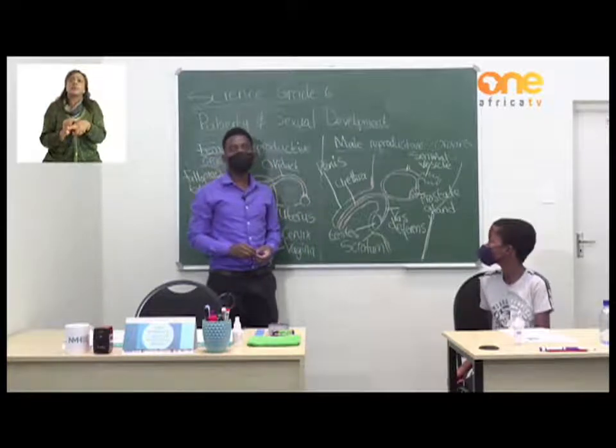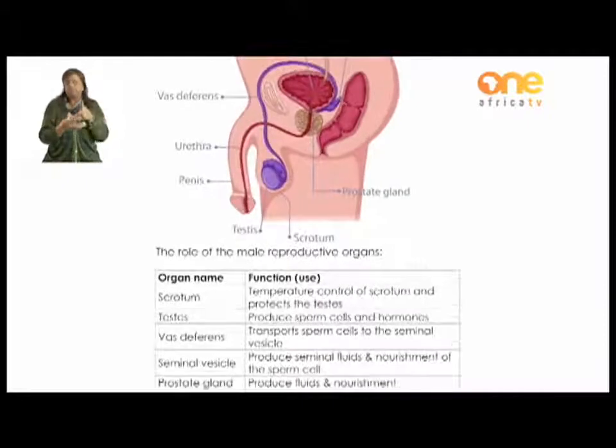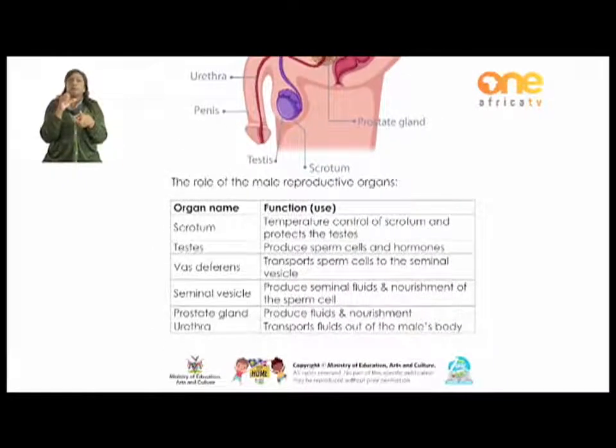Let us now go back to page 20 and look at our diagram there, how it is labeled. Remember I said we start all the way from the bottom, which is at the scrotum, and inside the scrotum we have the testis, and from the testis there is a tube connecting there called the vas deferens, and from the vas deferens we have a structure referred to as the seminal vesicle, and from the seminal vesicle we go into a structure known as the prostate gland, and from the prostate gland we have the urethra, which is housed by the penis. Please do not get confused with the urinary bladder. It is not part of the reproductive system.